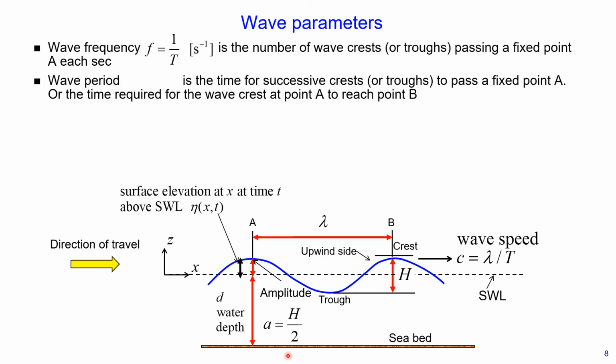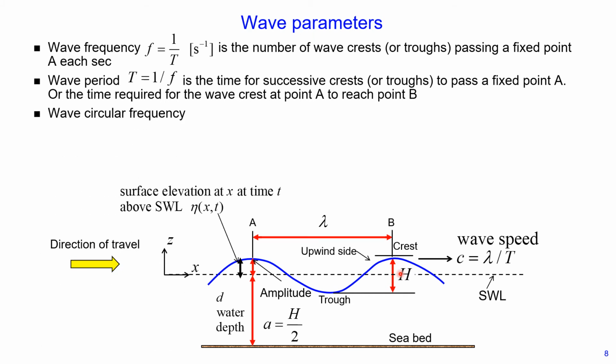Also the wave period, and wave period is defined as 1 divided by wave frequency. And this is the time for successive crests or troughs to pass a fixed point A, for example, or the time required for the wave crest at point A to reach point B.